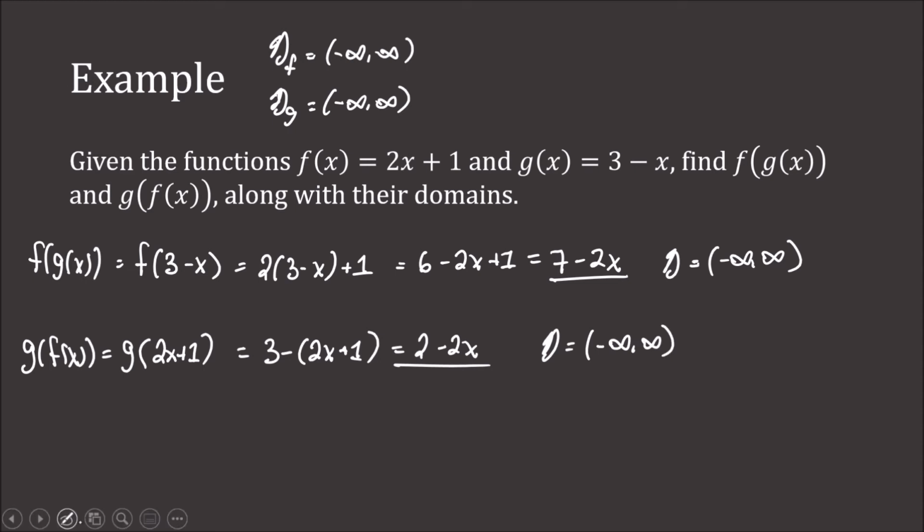Now, an important thing to notice here: f of g was 7 minus 2x. g of f was 2 minus 2x. Notice that f of g does not necessarily equal g of f. We've lost commutativity. The order in which you do the composition of functions matters.